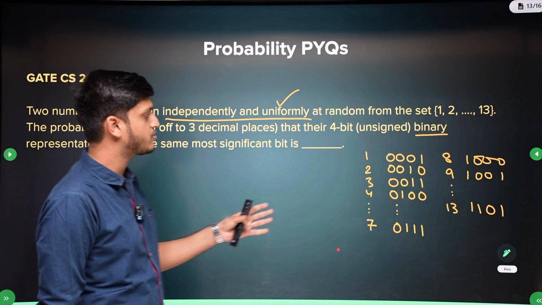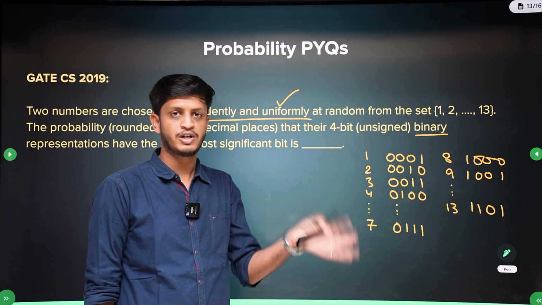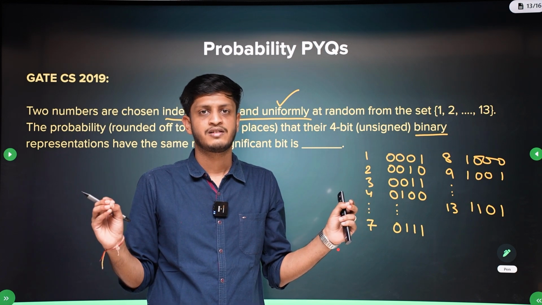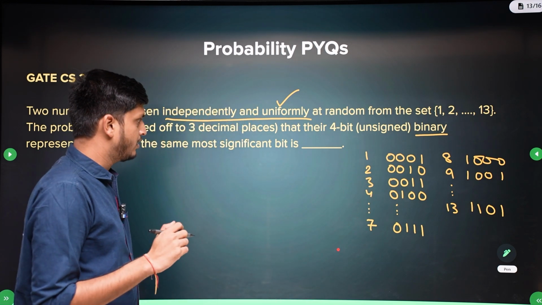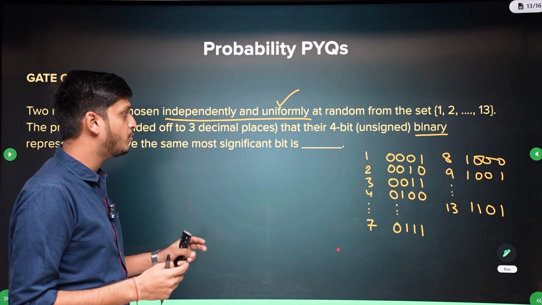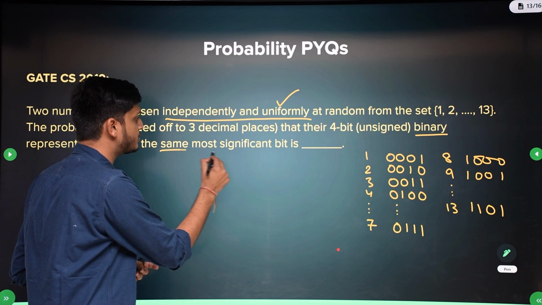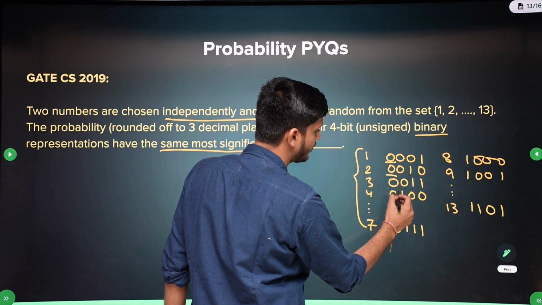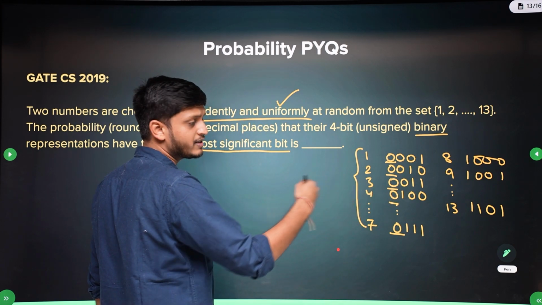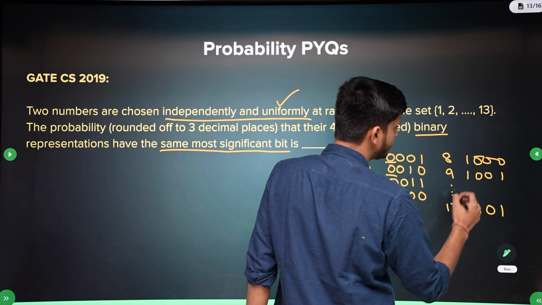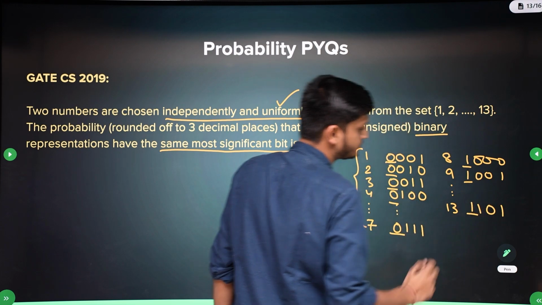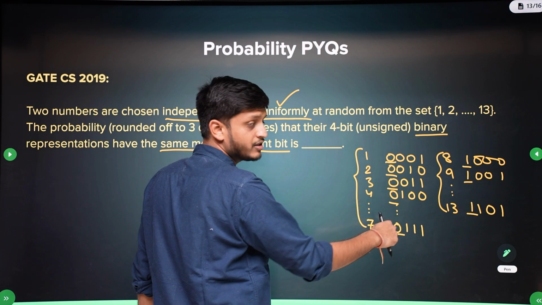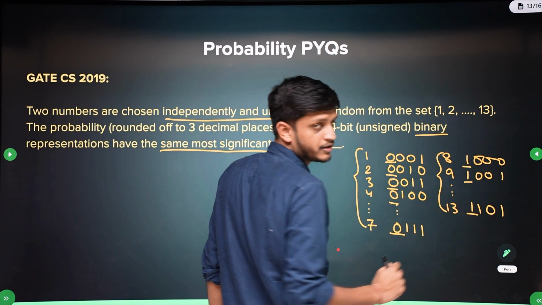Two numbers are chosen independently and uniformly. So you choose one number, put it back, and then choose another number. These are independent events. What is the probability that both the numbers chosen have the same most significant bit? The most significant bit is the leftmost bit. For all these numbers, the most significant bit is 0, and for all these numbers, the most significant bit is 1.